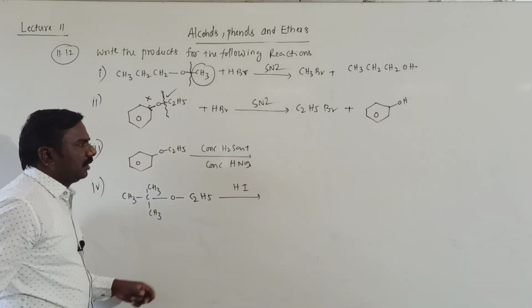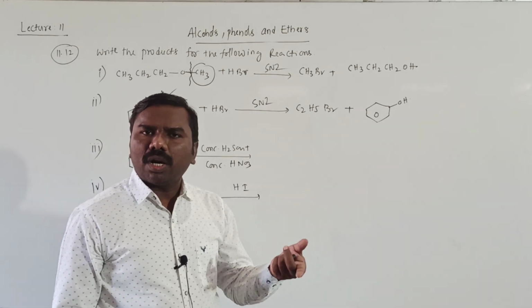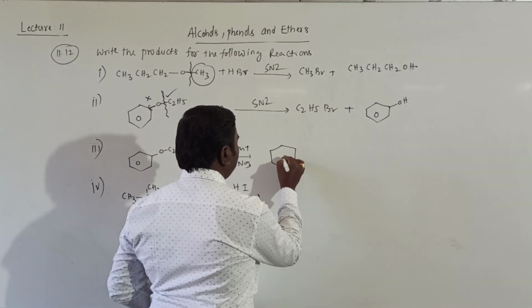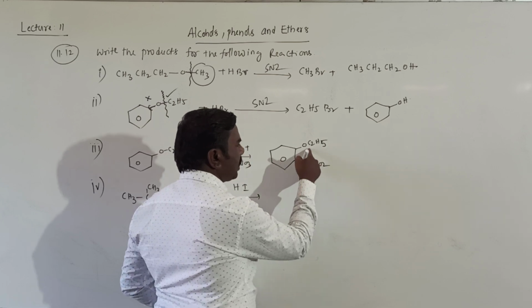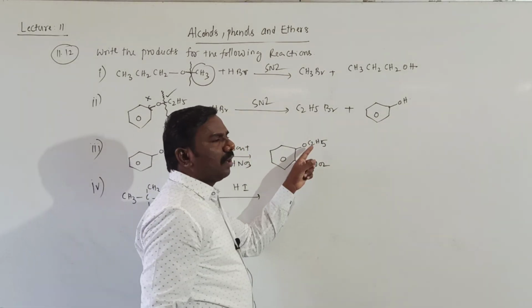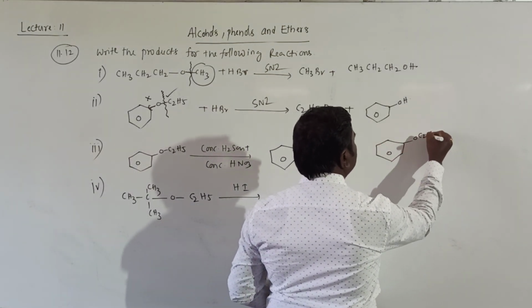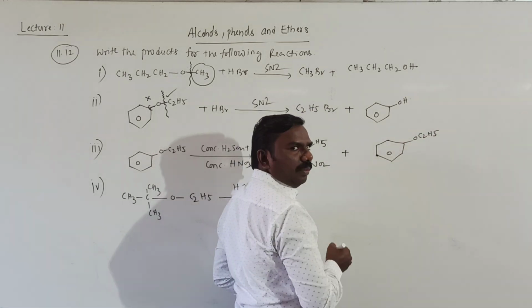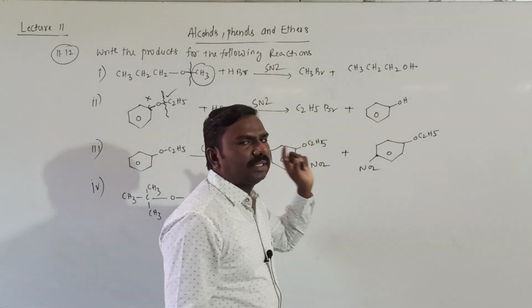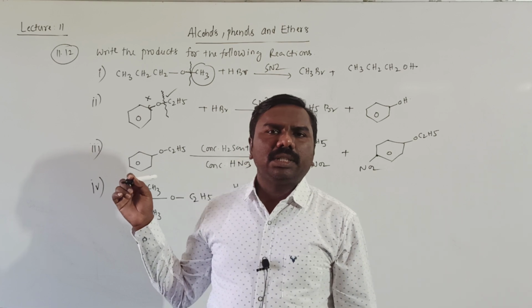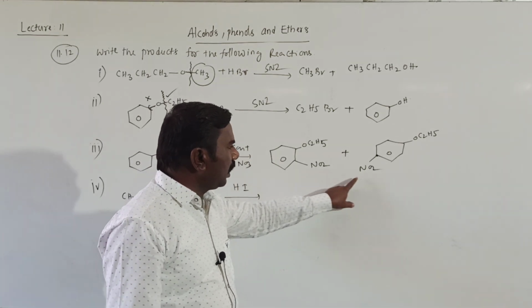Now OC2H5 on nitration: NO2+ as an electrophile is added at the ortho and para positions. This is the ortho position, beside it, giving nitro ethoxy benzene, and the position straight opposite to OC2H5 is the para position, to which the NO2 group is added. Opposite is para, beside is ortho. Nitration is electrophilic substitution, and NO2+ is an electrophile which is attached at the ortho and para positions.